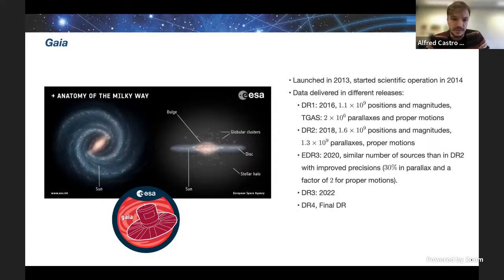For me, it's the biggest step forward, where we have already around 1 billion sources with all the parameters, right? So positions, proper motions, parallax, and also photometry in the 3 bands. So we can exploit the methodology I will present. The latest release is EDR3. This is a similar number of objects as DR2, but with much improved precision: around 30% in parallax, and the biggest improvement is around a factor of 2 in proper motions. And then will come the third release complete, which will complete the early third release by next year, and then the final release, don't know when.